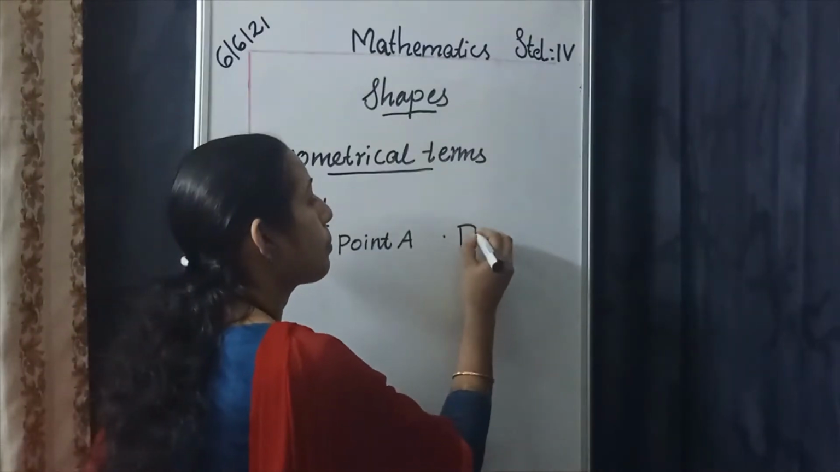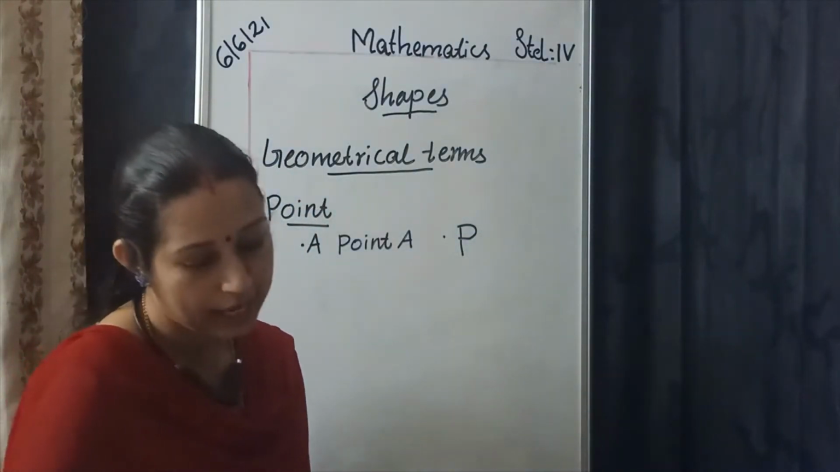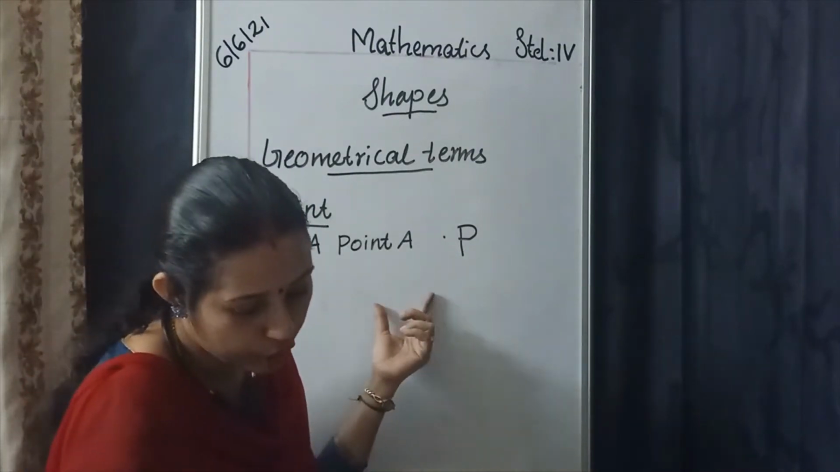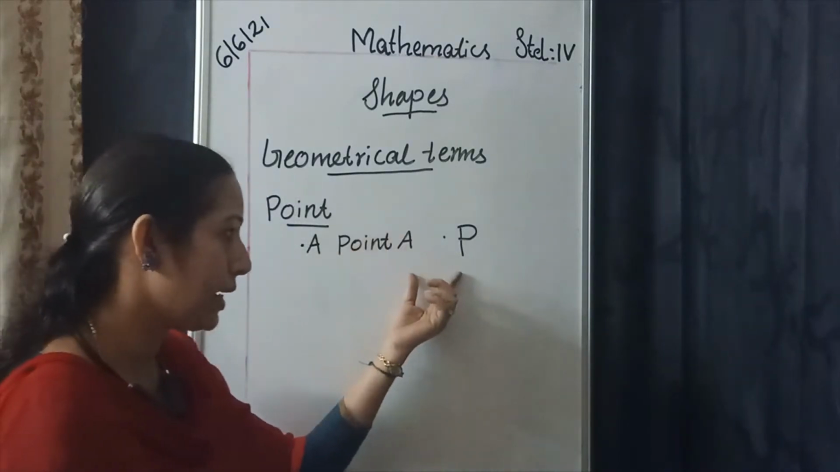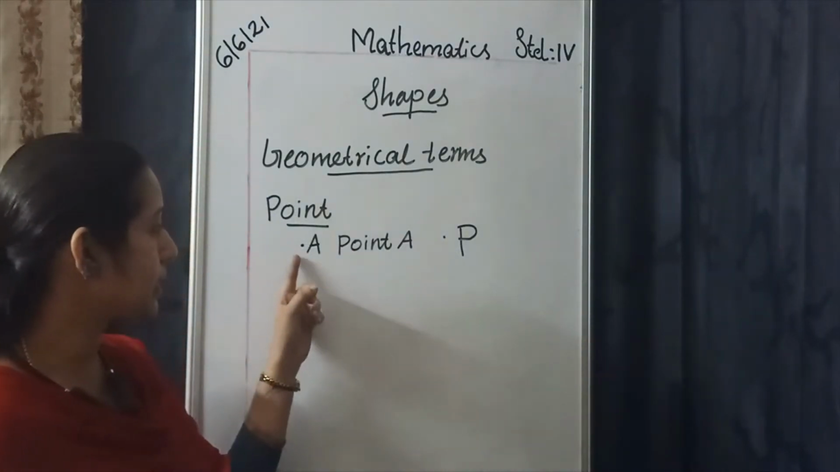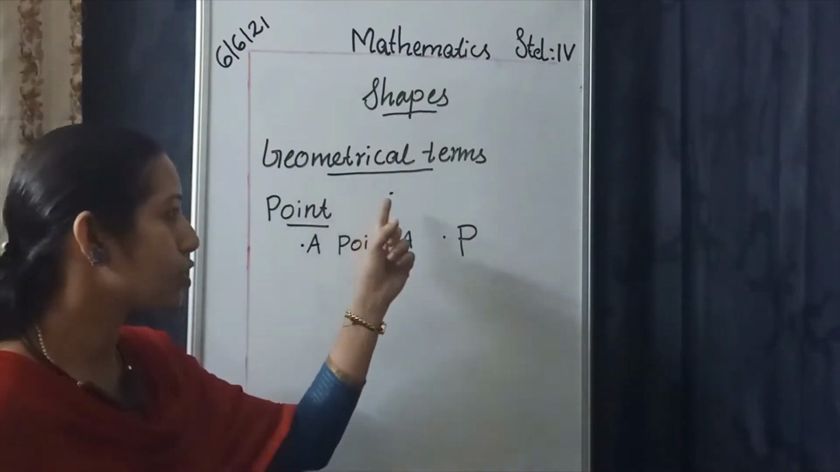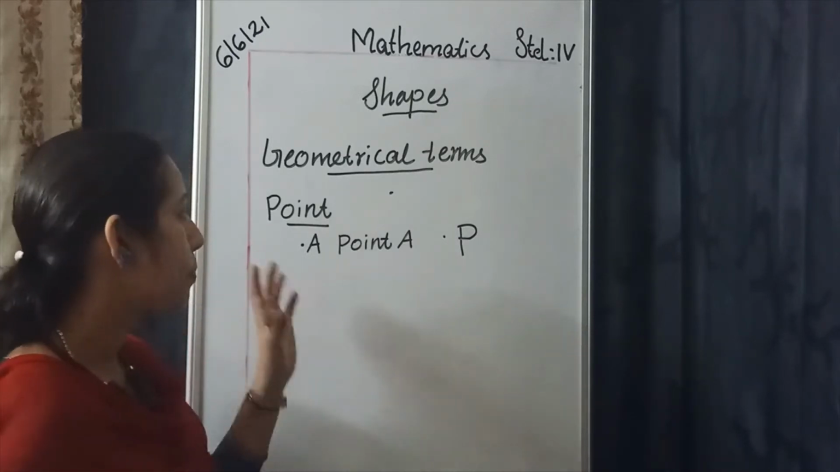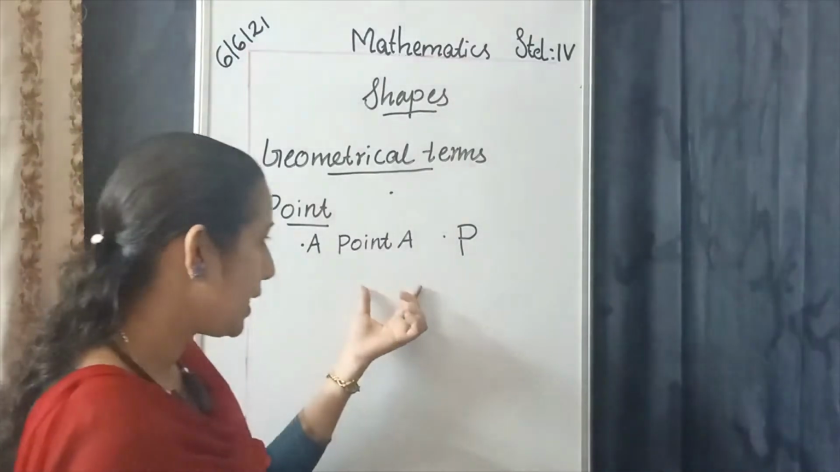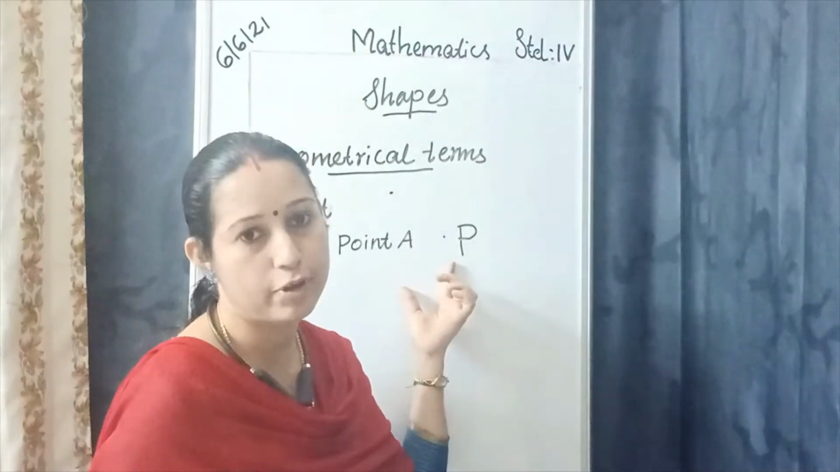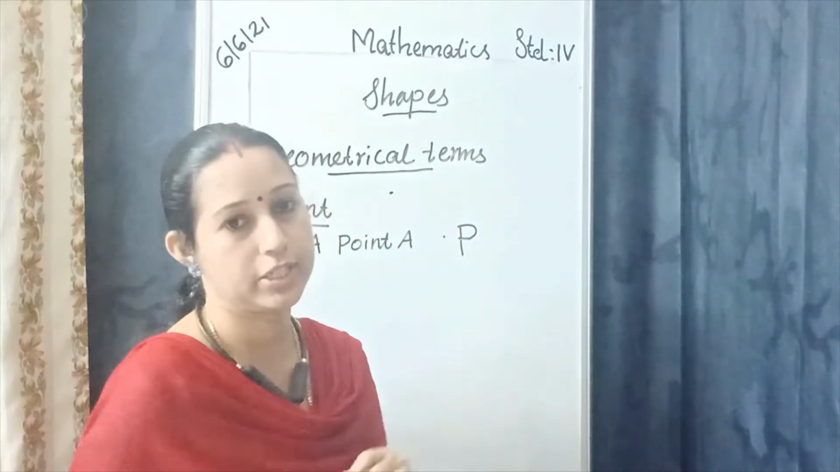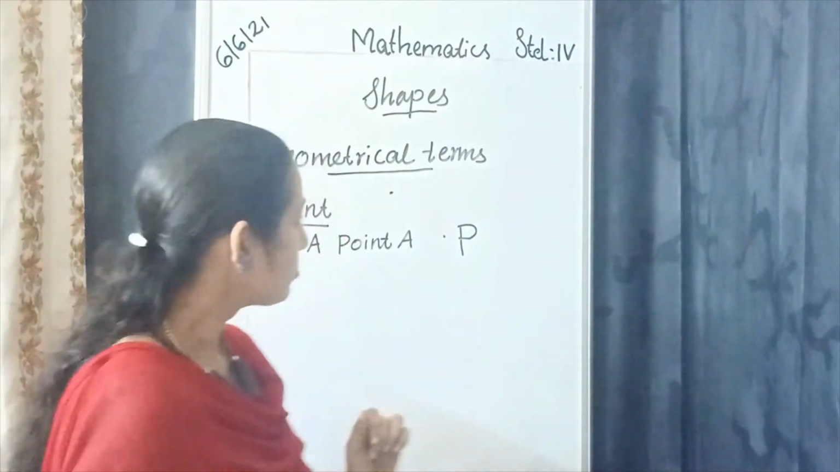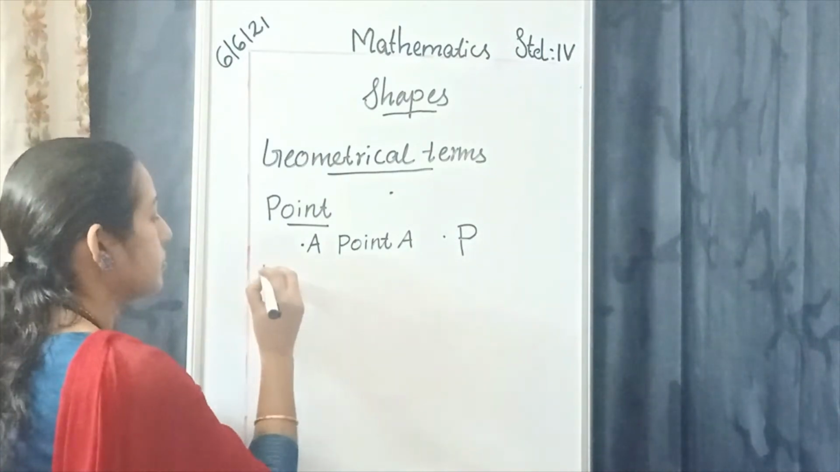And it is read as what? Point. A point is a dot. It has no length, no breadth and no thickness. Is there any length? No, it is just a point. We use English capital alphabets to name the point. So the first geometrical term is point. The next one is line.